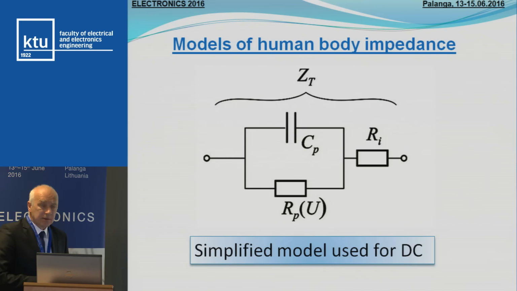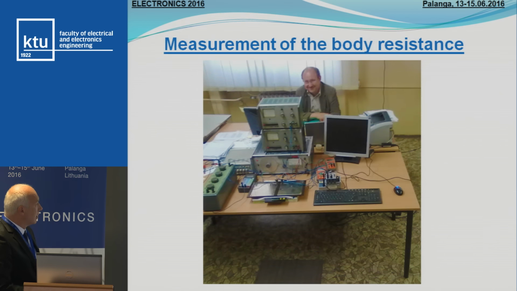For the DC application, we simplified this model. Internal resistance, the skin resistance depending on the voltage, and the capacitance only for transient states. This is our laboratory stand. This is how it looked like. It's already prepared to do investigations of AC high frequency currents.